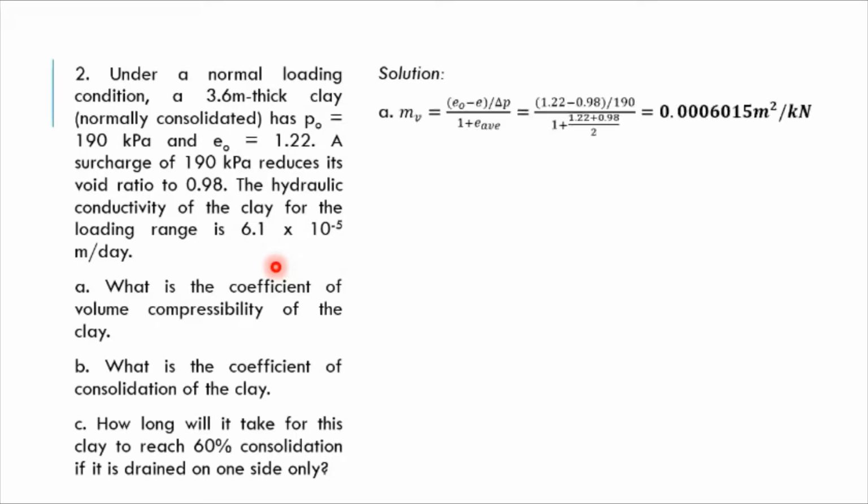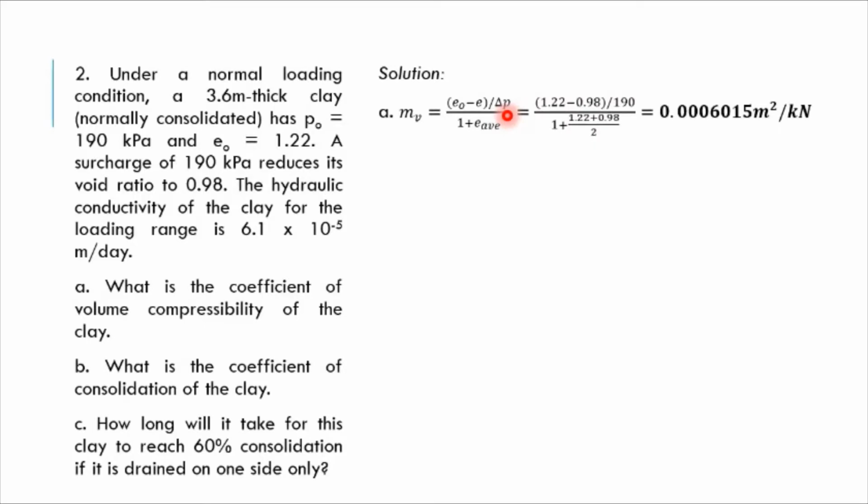In order for us to solve for A, the coefficient of volume compressibility, mv, the coefficient of compressibility is equal to eo minus e over the change in P, or P2 minus P1. So 190 plus 190 is 380. The initial pressure was increased by 190, so this will just be the change in pressure.